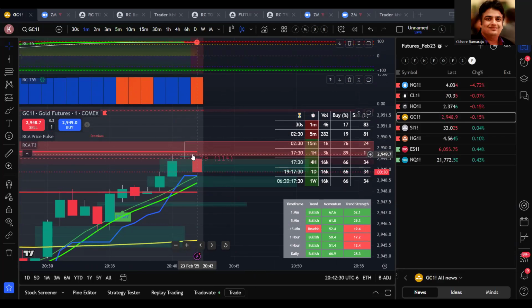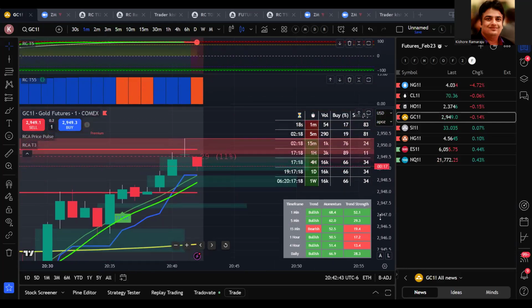So first thing is we'll get a T3 sell. Then we'll get a PP sell, because here this gave a sell signal. Here this started becoming orange. This went to the premium zone. So in a few minutes we'll see a drop on gold.